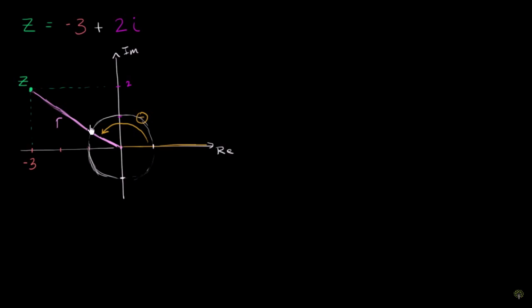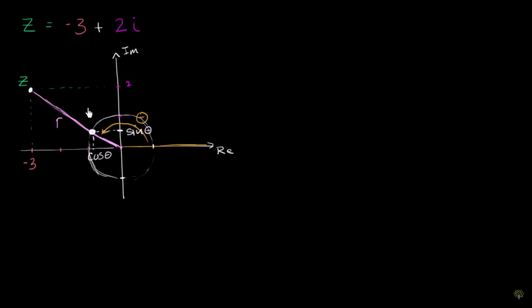So by definition, what are the horizontal and vertical coordinates of this point right over here, where this line intersects the unit circle? Well, this is forming an angle of theta with the positive real axis. And so the horizontal coordinate over here, by definition, is going to be cosine of theta. That's the unit circle definition of cosine of theta. And the vertical coordinate is going to be sine of theta.